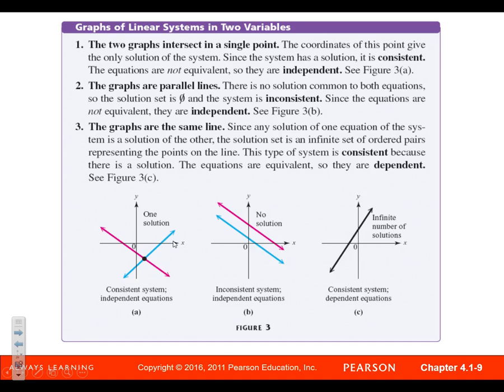Does that make sense? Questions on those 3 types? So how many solutions is the coinciding system? Infinite. Every point is a solution, because the lines are right on top of each other, which means all the points cross each other. So, 1, none, infinite. Okay? Can I move on?